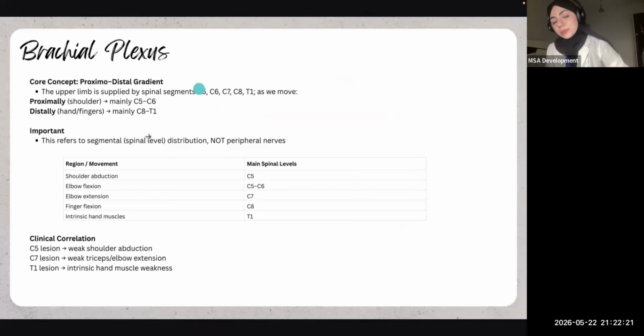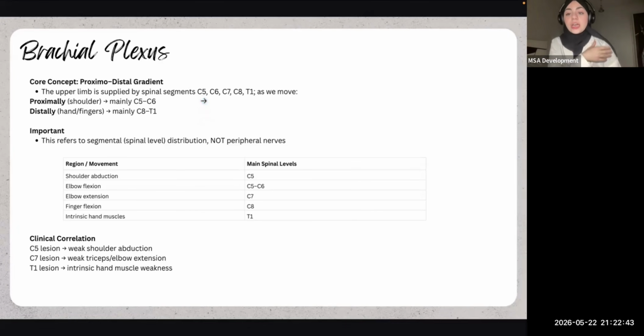Now, this is a bit of a clinical application. How can I test the integrity of the spinal segments using the brachial plexus? How can I do that? First of all, the concept of the proximal distal gradient. Know that closely, or more proximal to you, the superior or upper roots are going to be mostly responsible.